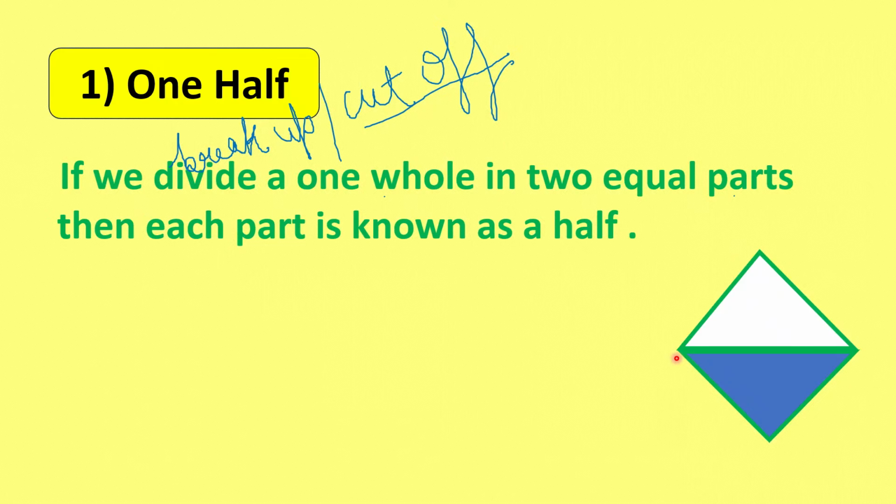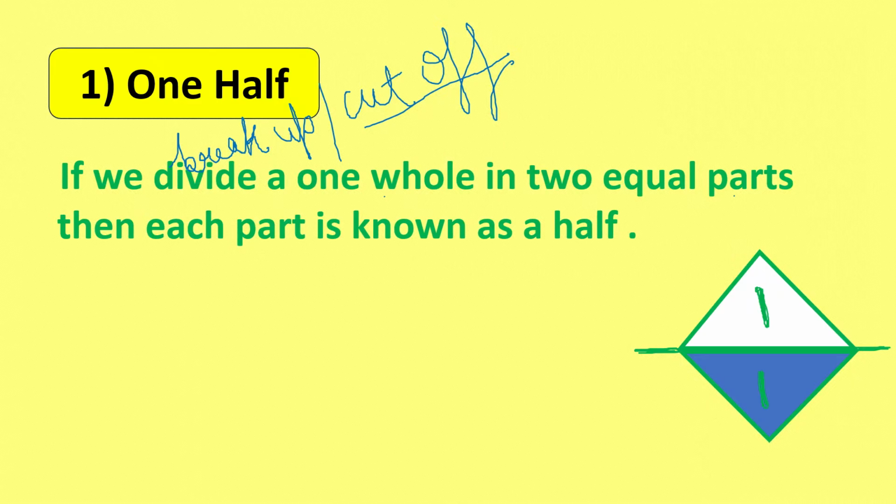Now we cut it at the middle, from here. When we cut it from here, we get two parts. The first part is here, and the other part is here. So both parts are here.